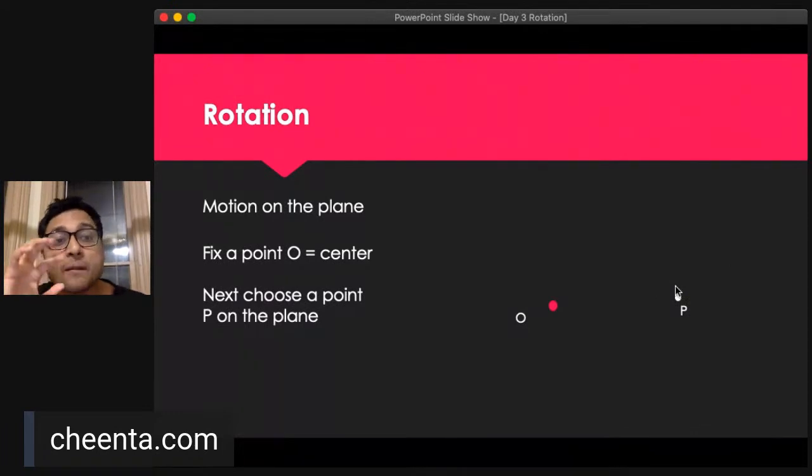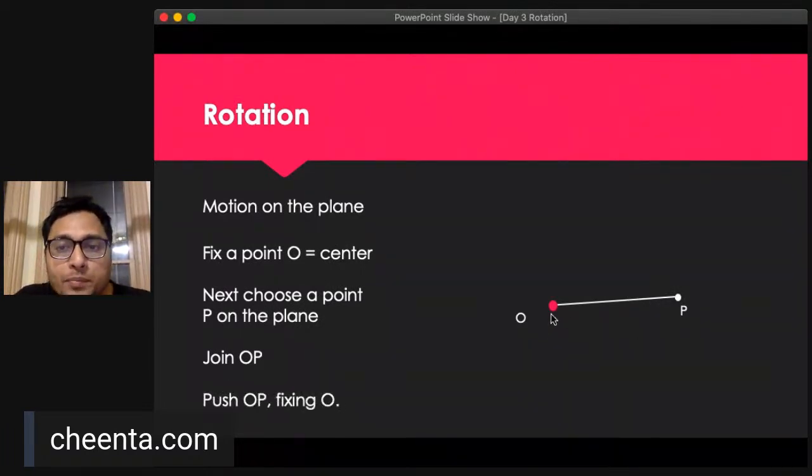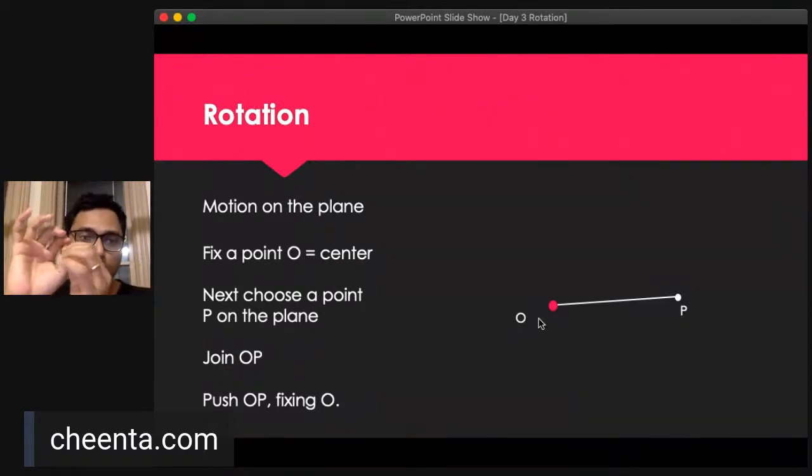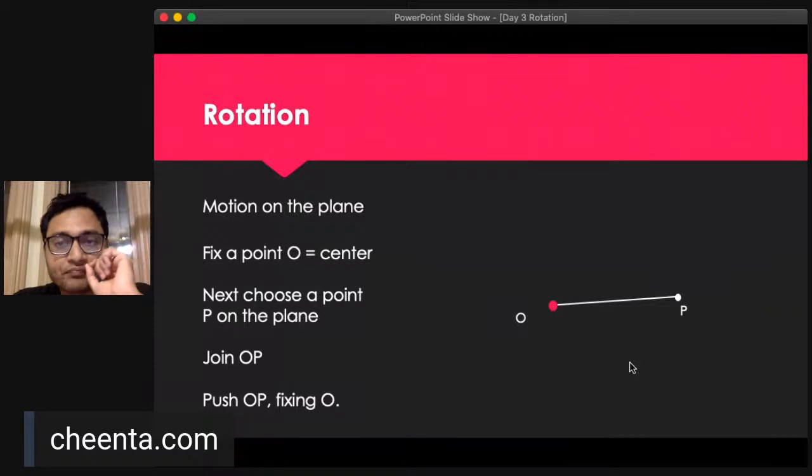And this will be a moving point. The way we do it is we join OP and we try to move OP. So we will push OP, fixing O. We fix O, we pin down O, and we push OP. All right, so that's great.